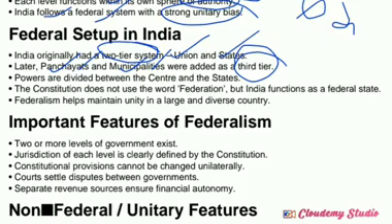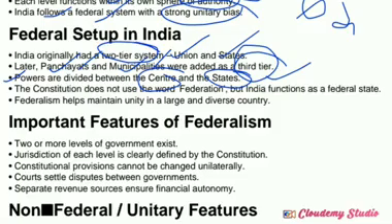So here we can observe that powers are divided between the center and state. The central government has some of the authorities and powers, and the state government also enjoys some of the powers, within those limitations or boundaries itself.